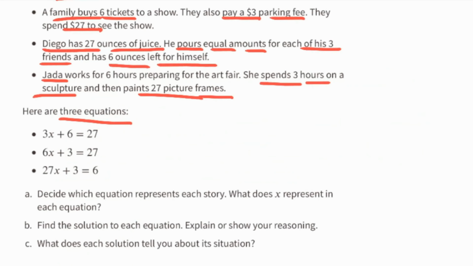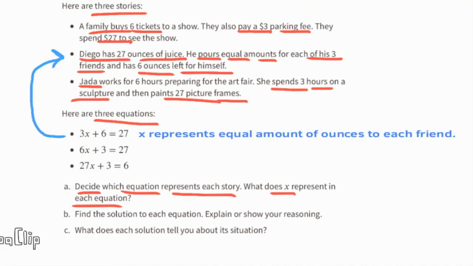Here are 3 equations. A. Decide which equation represents each story. What does x represent in each equation? 3x plus 6 equals 27 matches Diego's story, and x represents the equal amount of ounces given to each friend.